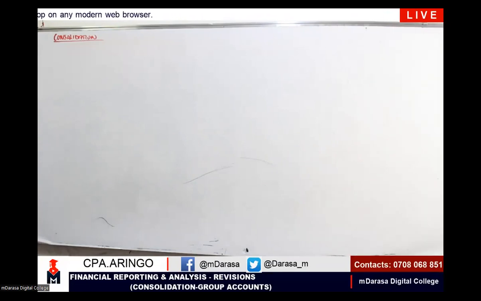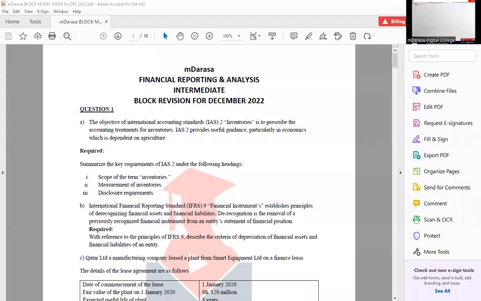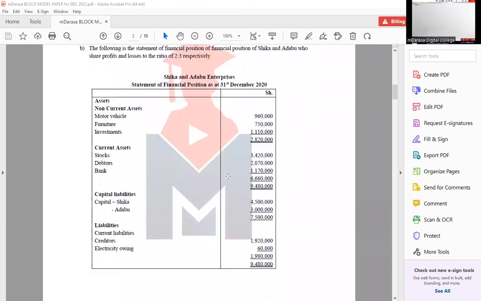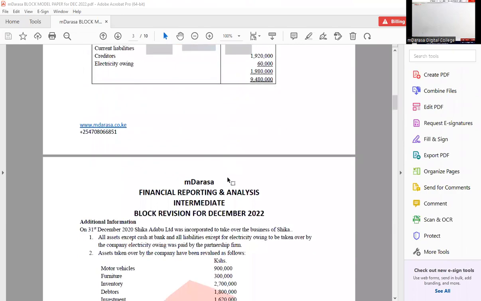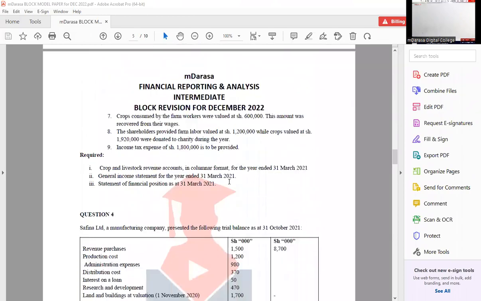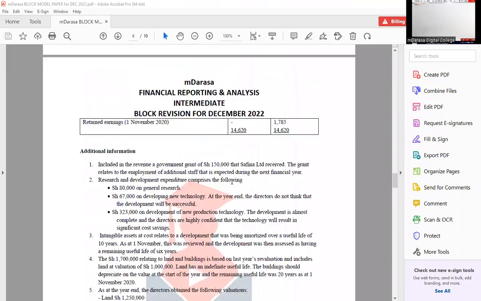So this is our question. It is from our model paper, which I'm sharing right now. If you have not downloaded this model paper, it is just below this video. You can download it so that when we are working it out, we work it out together. So let's go straight to question number 5 of our block model paper.